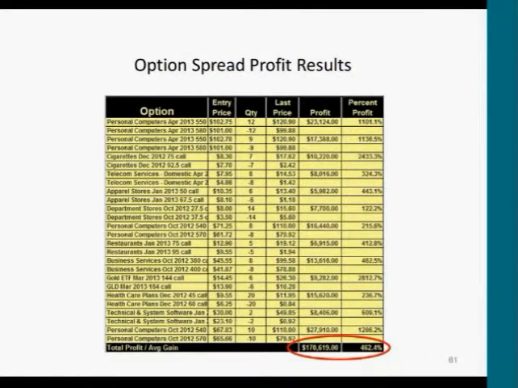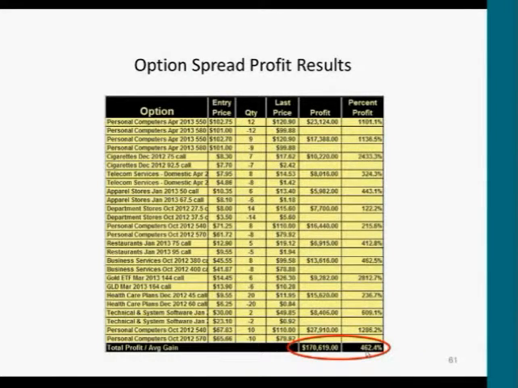And here's a snapshot of my advisory service option spread portfolio, and you can see that this has been working out really well for us. We have a $170,000 open trade profit right now, and an average return of 462%. So that's a pretty good return in these kind of markets.